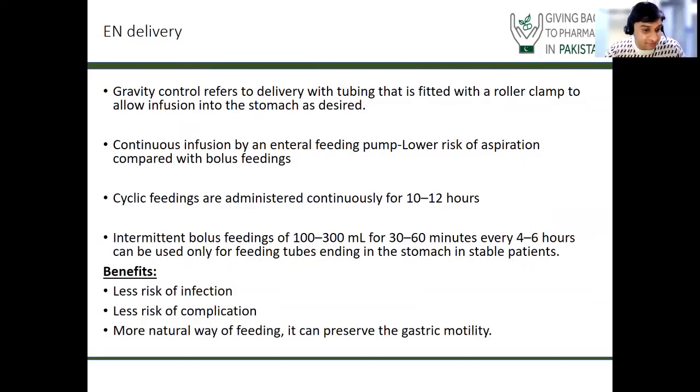So what are the benefits of enteral nutrition? All these patients have less risk of infection and less risk of complications. This is a more natural way of feeding, and it can preserve gastric motility. Remember, patients who are on parenteral nutrition for a prolonged period of time have reduced gastric motility due to atrophic changes in their intestine.